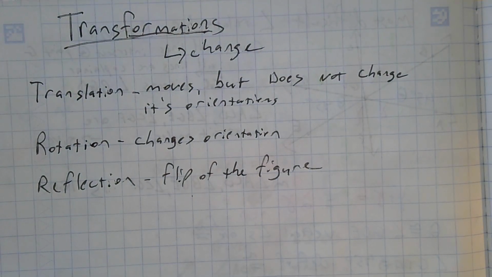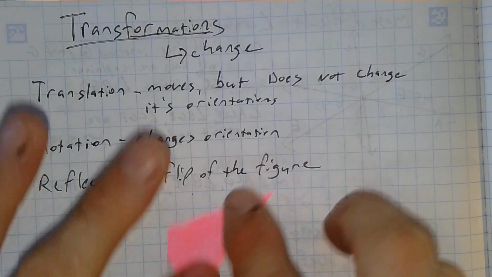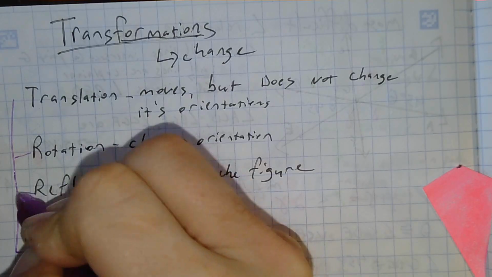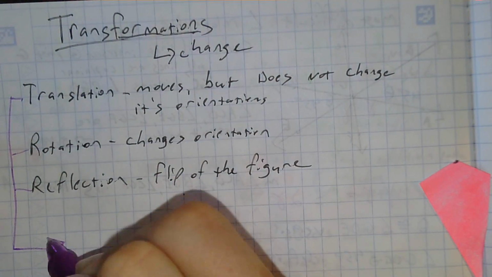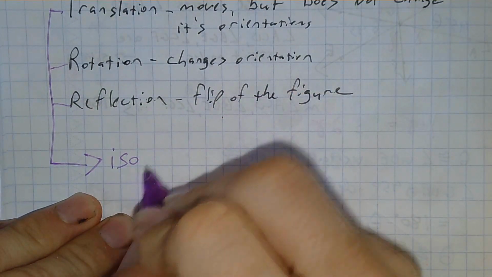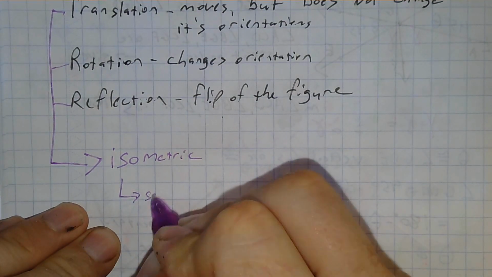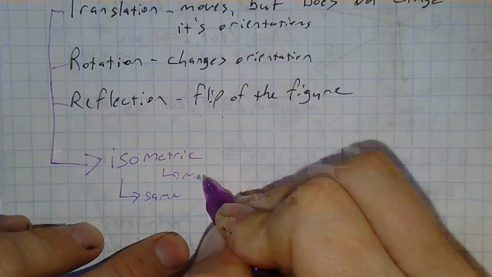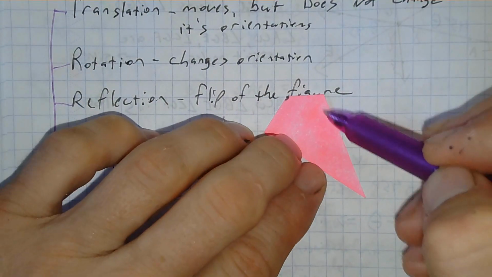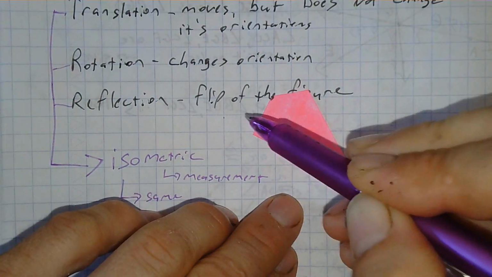Okay, so these are all similar in that the shape doesn't change size, it just changes orientation. When things don't change size and they just kind of move around like that, that is called an isometric. Iso means same, metric means measurement, same measurement. None of the measurements of the side lengths of this figure, or these angles here, none of them changed.